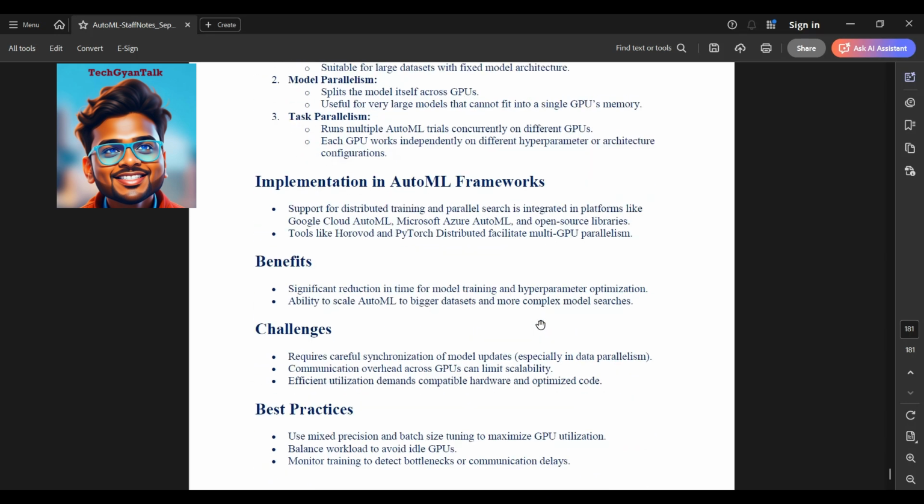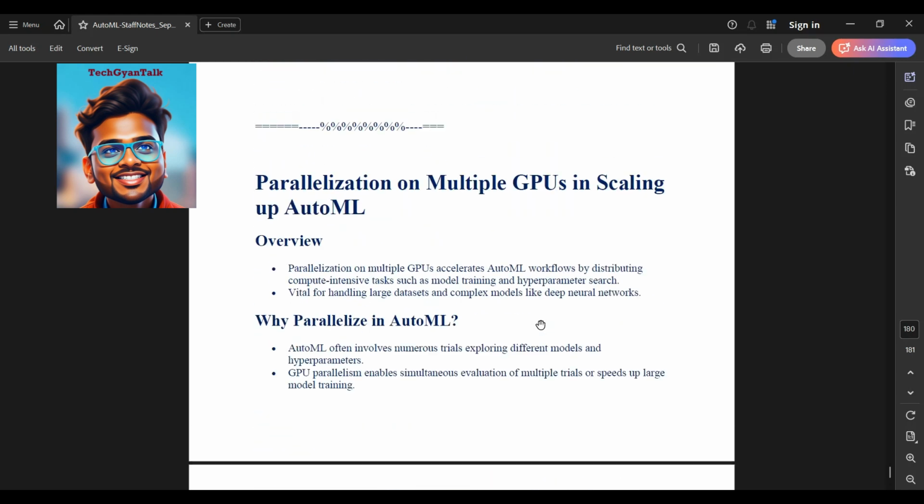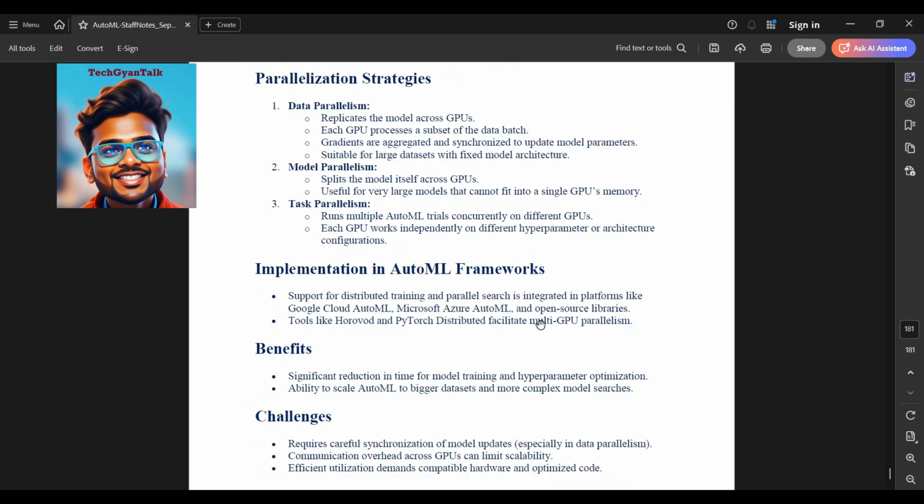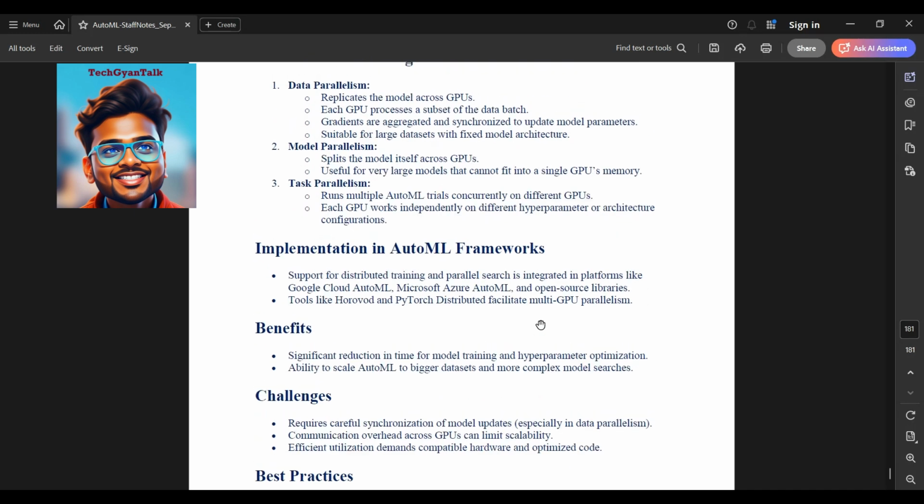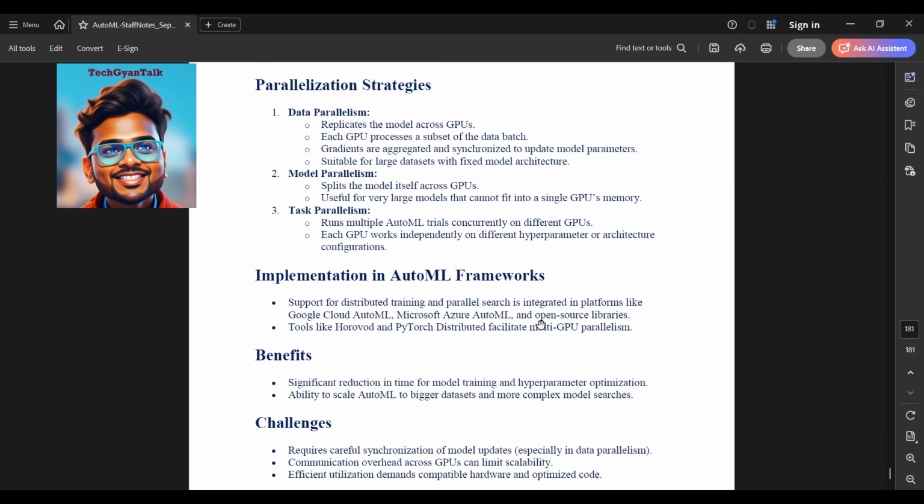And next is implementation in AutoML frameworks. How do you implement this parallelism of multiple GPUs? Using the above three strategies, we have to implement the parallelism of GPUs in AutoML frameworks, which can be achieved by support for distributed training and parallel search integrated in platforms like Google Cloud AutoML, Microsoft Azure AutoML, and open source libraries. Tools like Horovod and PyTorch Distributed facilitate multi-GPU parallelism.